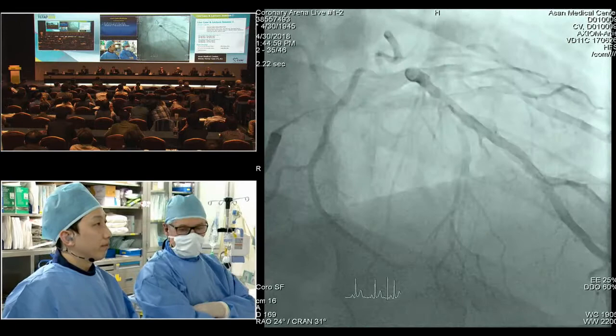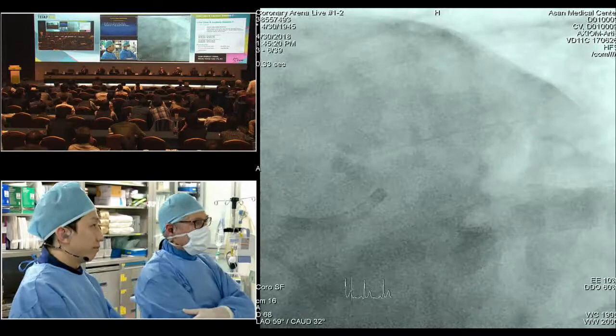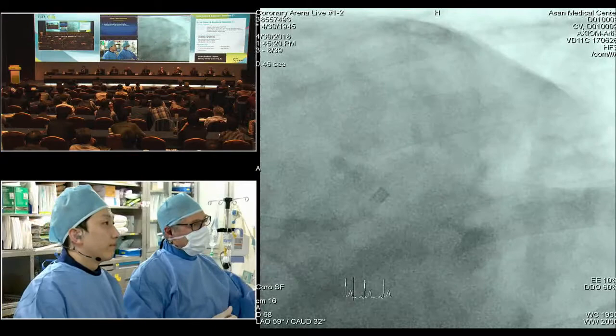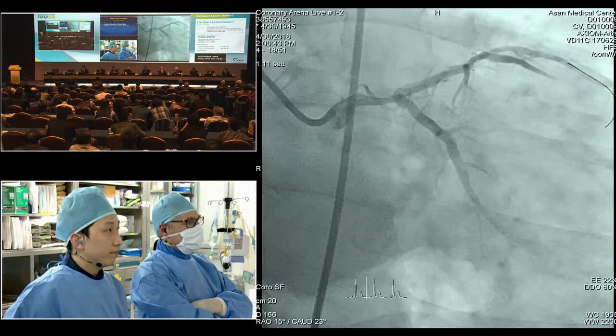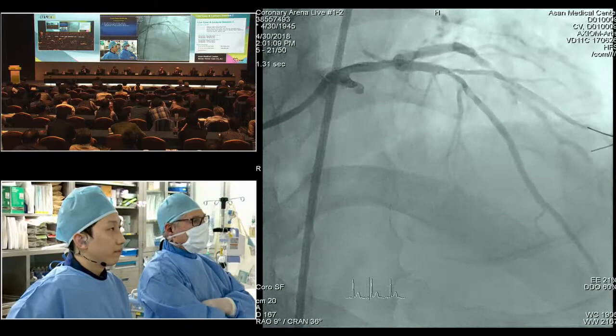Next one, spider view. The spider view shows a big angle, but in fact, it was relatively easy to go into this diagonal branch. But you can see in this view a lot of calcification in the internal part of the left main. Next. This is my working view for the left main. And next, I will show you the working view for the LAD. It's a more cranial view, which shows very nicely the LAD and diagonal.